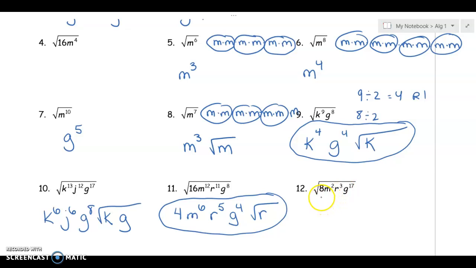This one, 8 is not a perfect square. You're going to have to do a factor tree. And you end up with a pair of 2's and a leftover 2. So a 2 out front for the pair, and the leftover 2 underneath. And then let's deal with the variables. M, we've got 2 divided by 2, that's 1. You can put a 1 or not, it's optional. 3 divided by 2 is going to be 1 with 1 left over. And then 17 divided by 2 is going to be 8, that gives you 16, plus 1 more gives you 17. And so then we have everything all together out front and everything all together under the radical.